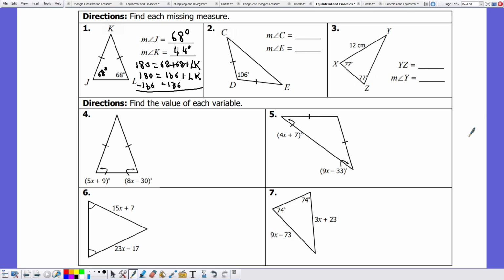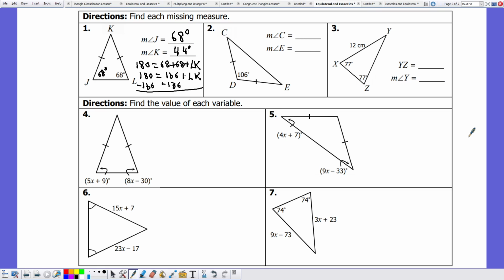Alright, now let's tackle the rest of these problems. We are still dealing with these isosceles triangles. So in problem 2, we note that CD and DE are congruent. They have that little mark on them, the tick mark. And it wants us to find angle C and angle E.